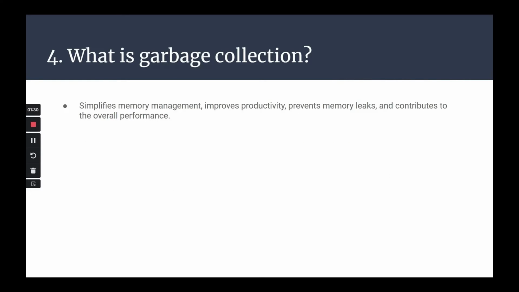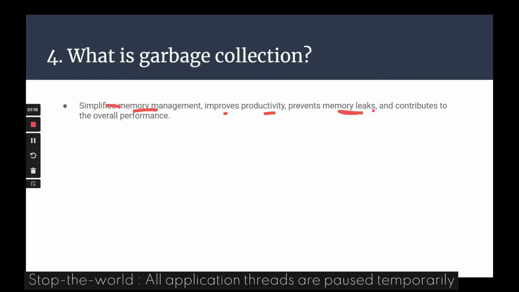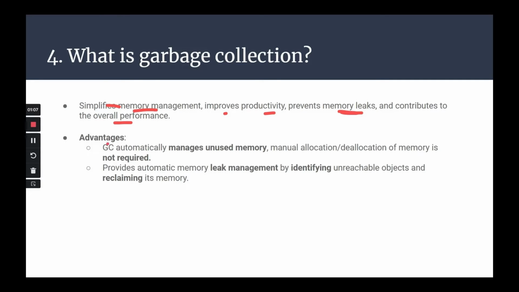Okay. So as we can see how GC helps us, it simplifies memory management, improves developer productivity, and prevents memory leaks. Like we said in that previous playlist on Java memory management, we have covered in depth what a memory leak is, why it happens, and how we can prevent it. So I would suggest you check that also. It also contributes towards the overall performance. What are the advantages? It manages the unused memory, reclaims it, the manual allocation and deallocation is not needed, and it also provides memory leak management.